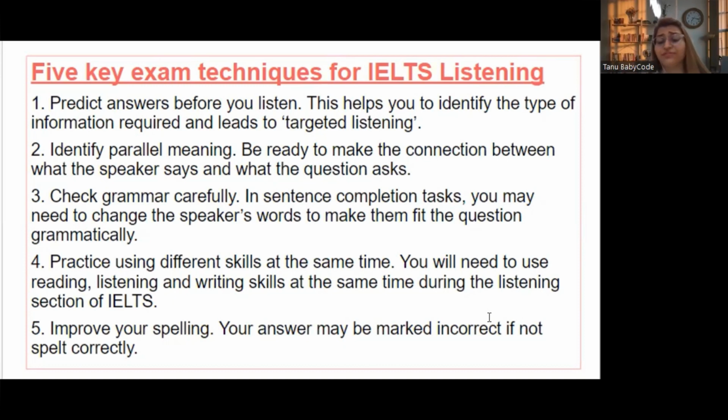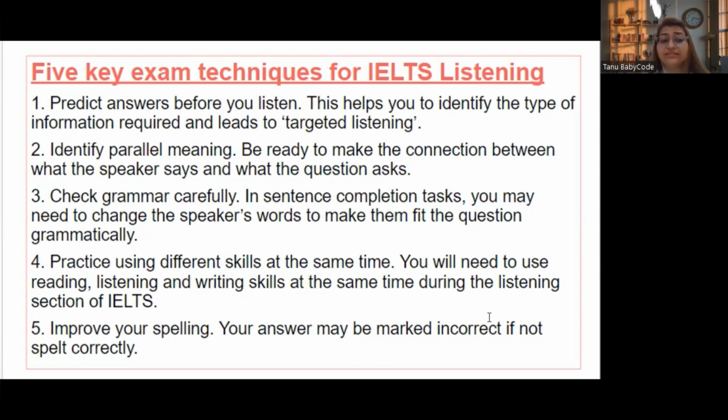Practice using different skills at the same time. You need to use all your reading, listening and writing skills at the same time during this. Now the listening section requires all of your senses to work together at the same time. Your mind is working, your eyes are on the question paper, your hands are writing the answer, your ears are listening to the audio, so all of your senses are working.